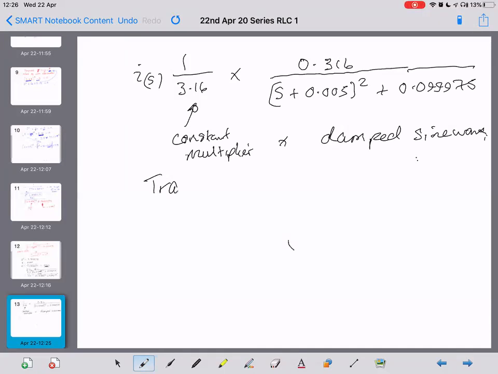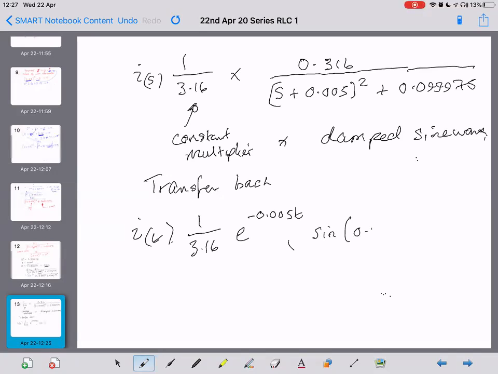Transferring back, i(t) is equal to our constant multiplier, 1 over 3.16, and then that's e to the minus 0.005 t sine 0.316 t. That's our final expression.